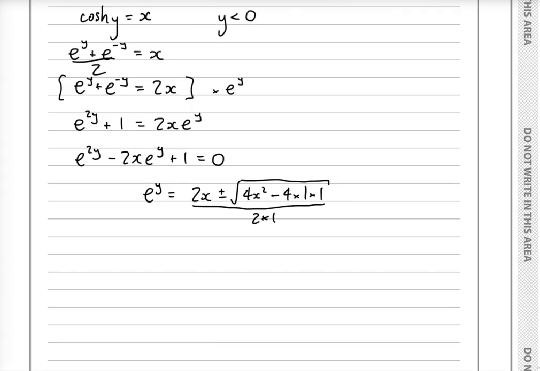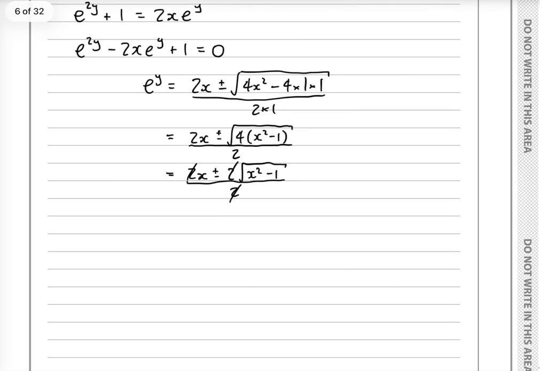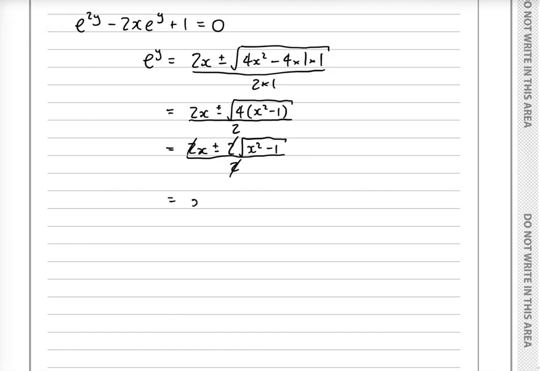So a bit of rearranging here first, a bit of simplifying. 2x plus or minus the root of 4x squared minus 4. I can factorize out that 4 and have 4 lots of x squared minus 1, which is great because we can split that square root in a moment. That gives us 2x plus or minus 2 times the root of x squared minus 1, all over 2. Both of these cancel with this, or you can factorize them out first, and we get x plus or minus the square root of x squared minus 1, and that's e to the y.